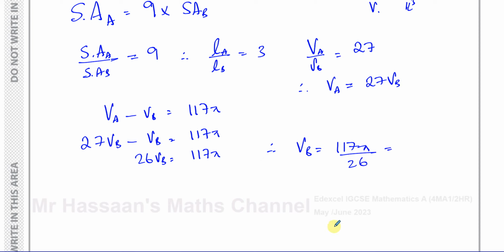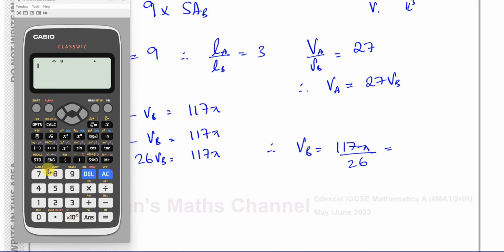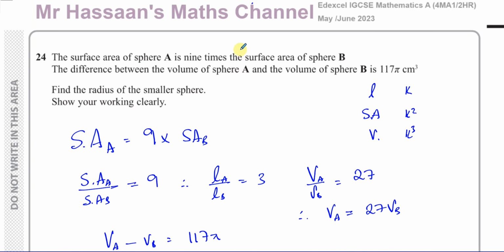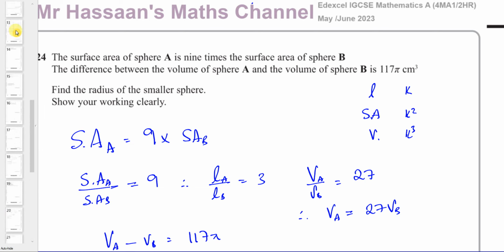Okay, what does that give us? 117 pi over 26 gives us 9 over 2 pi. Nice numbers there. So that's the volume of the smaller sphere. Now we know that the volume of a sphere is given by 4 over 3 pi r cubed. That's not given in the question, but it's given, I'm pretty sure, in the formula sheet, which is all the way back over here.